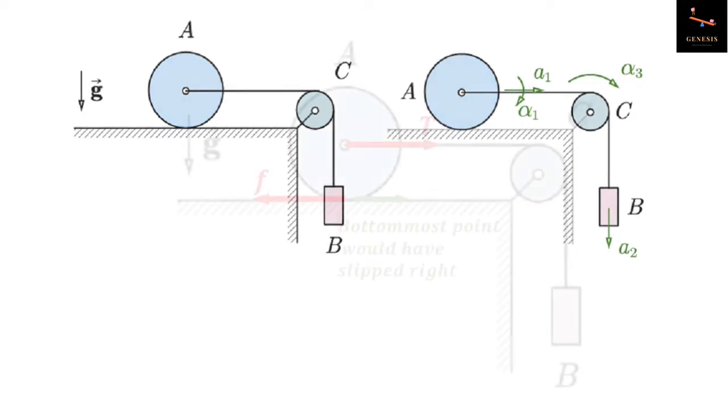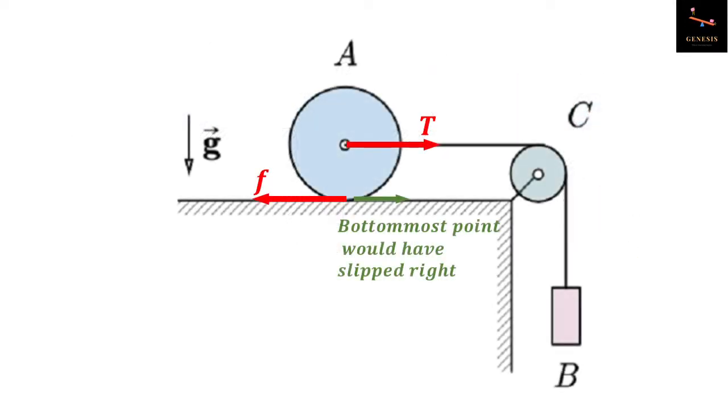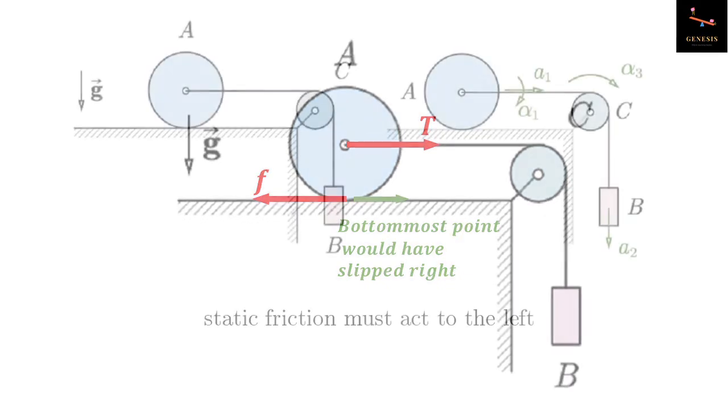Yes. Imagine what would happen to the cylinder if there was no friction. If there was no friction between the cylinder and the table, the tension would have pulled the cylinder translationally rightward. Why translationally? Because the tension is passing through the center of the cylinder and it would not give any torque. Now this would have caused the point of contact with the table to slip to the right. To prevent this, static friction must act to the left.